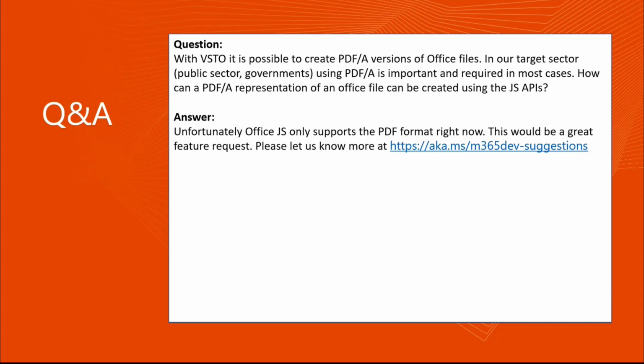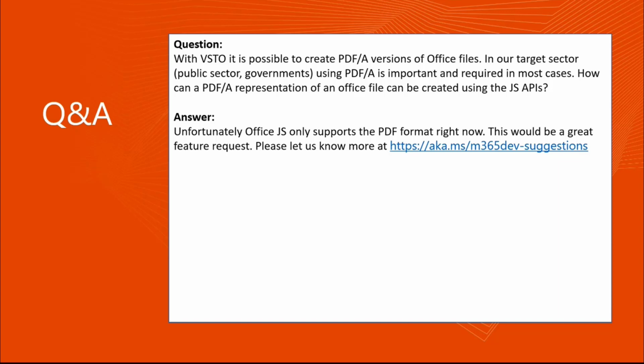So in our target sector, public sector and governments, using PDF/A is important and required in most cases. How can a PDF/A representation of an Office file be created using the JS APIs? So right now, the Office.js APIs only support PDF format. They don't give you PDF/A.